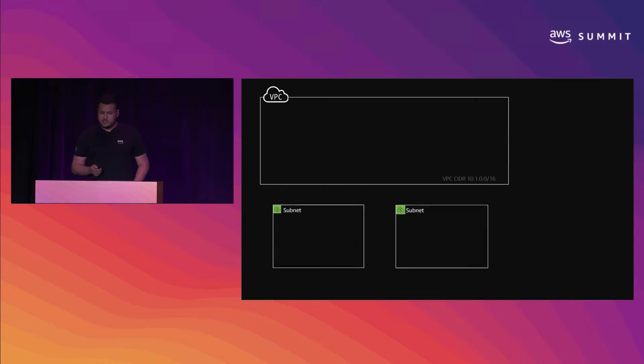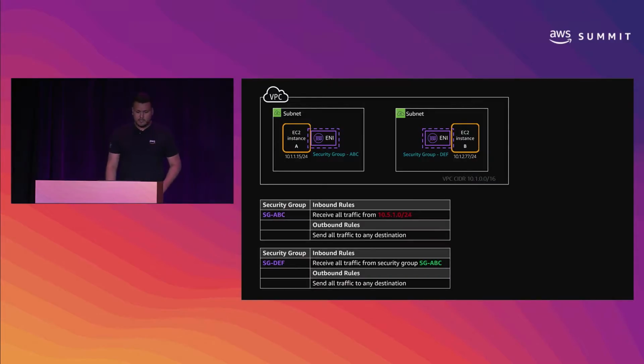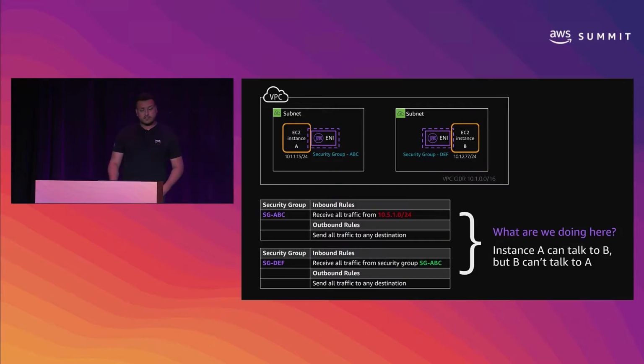OK, so we have a VPC, a couple subnets again, two instances. We have an ENI, and then we have a couple security groups, so ABC and DEF. So we have both of the security groups, right? And essentially what's going on here is instance A can talk to instance B, but B can't do the other way around, can't initiate traffic back to A.